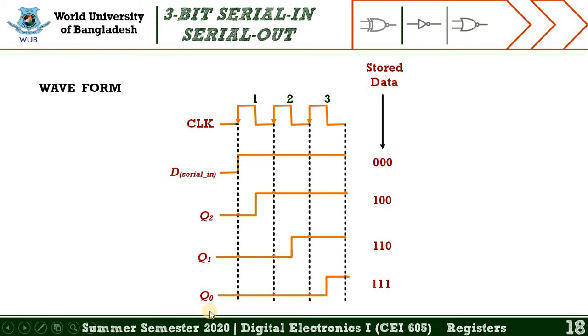And in the last, when the third clock edge is applied or hits the clock, the third flip-flop will be in set condition. In that case we find the stored data is 000. So that's all for the design mechanism, and now we need to move into the next slide to explore another design, which is 3-bit serial in parallel out. So let's move into the next slide.